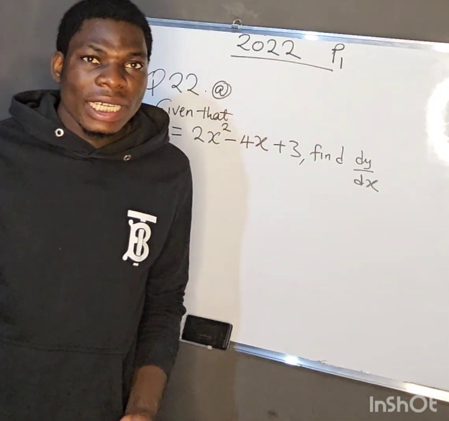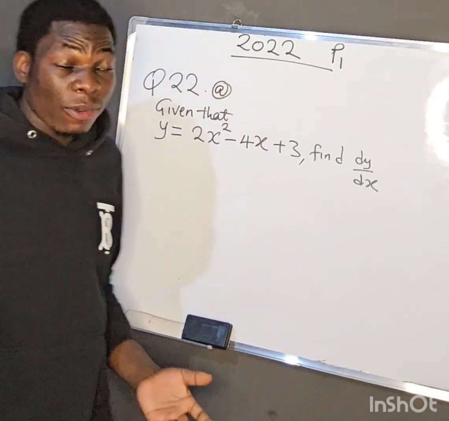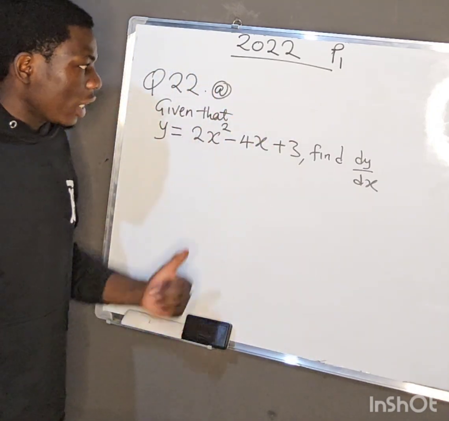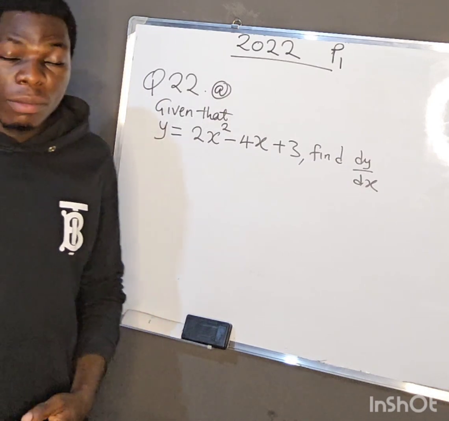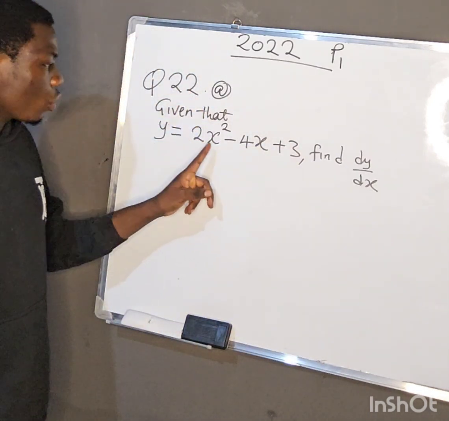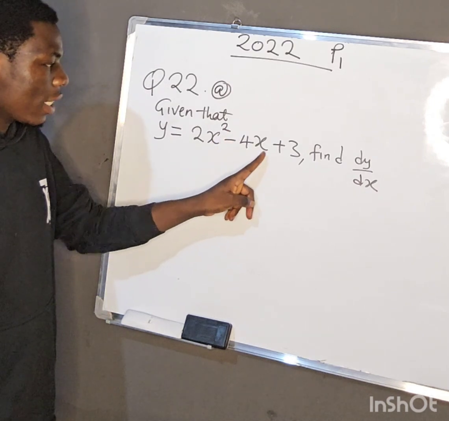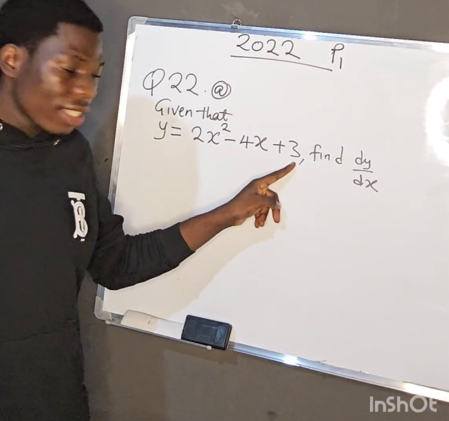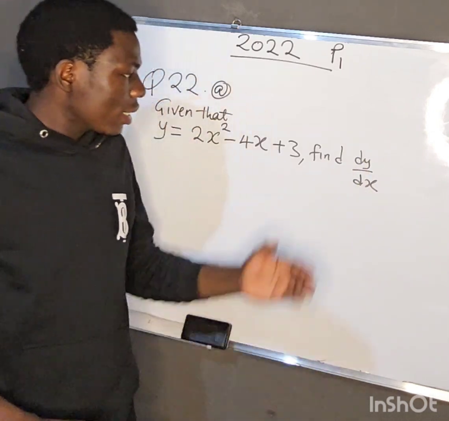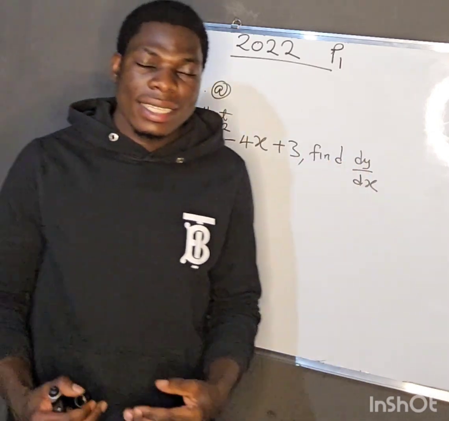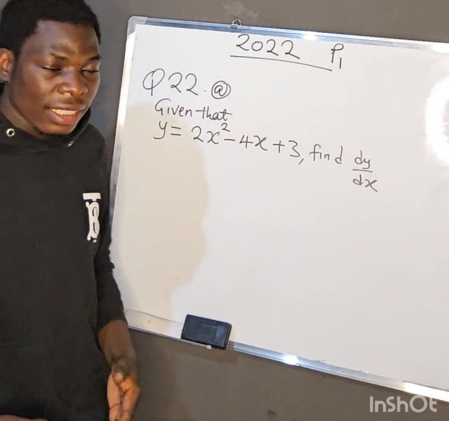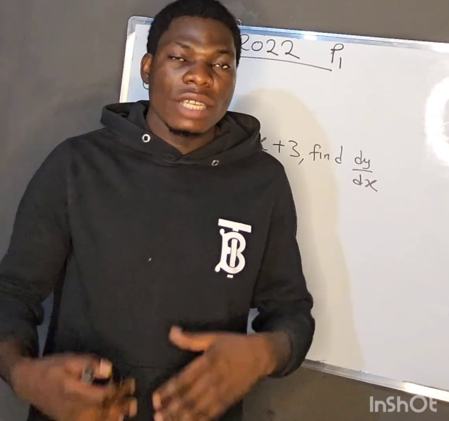In this video, we are going to look at this question which is coming from 2022 final examination, paper 1. So we have our question number 22 here coming from calculus. We are saying that given that y is equal to 2x squared minus 4x plus 3, the question is find dy dx. Now, when you are told to get dy dx, it means they are asking you to differentiate. So we are differentiating here, and then the question is, how then do we differentiate?